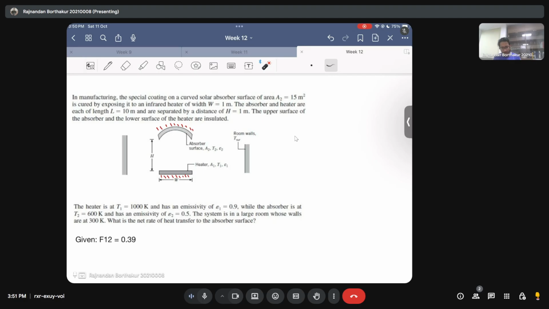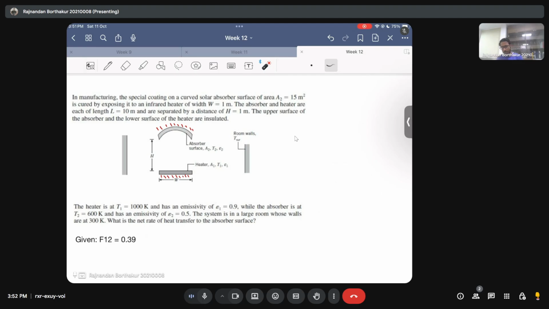But remember, there is something that is also given. It has been said that the view factor associated with the absorber and the heater, or the heater and the absorber, F12 precisely, that is the fraction of radiation leaving the heater that strikes the absorber, is given to be equal to 0.39. This is given from the problem. Based on this, we will try to calculate Q12. That's exactly the quantity of interest that we are asked to evaluate.